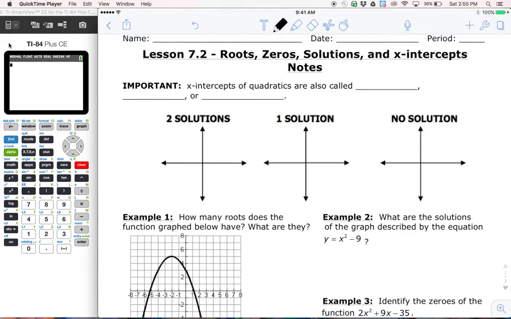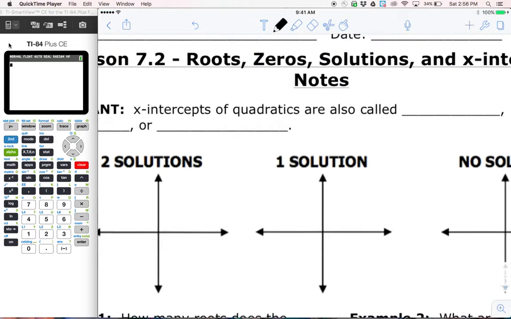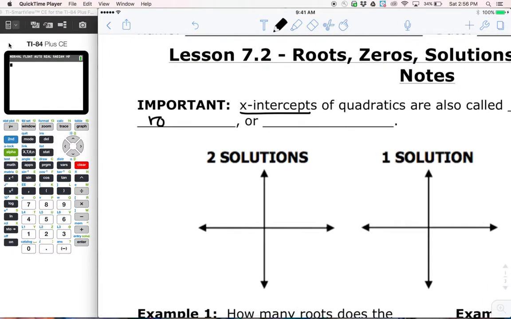7.2 Roots, Zeros, Solutions, and X-intercepts. We briefly talked about this in the previous video, right? About how solutions are these points where your quadratic touches the x-axis. So, just like you see in the title, x-intercepts of quadratics are also called solutions. Sometimes they're called roots, and sometimes you'll see them called zeros.